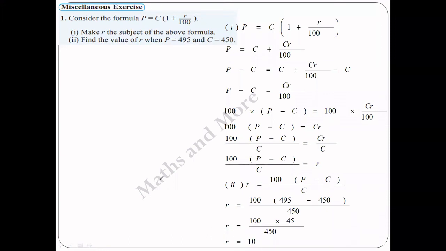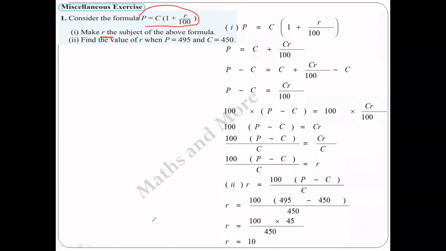See this one. I will send you the recording and PDF so you can complete the notes and exercises. Consider the formula P equals C brackets 1 plus R over 100. This is the formula. Make R the subject.